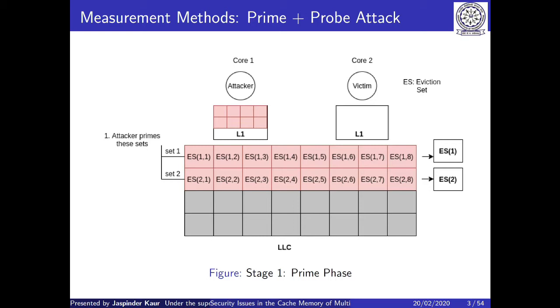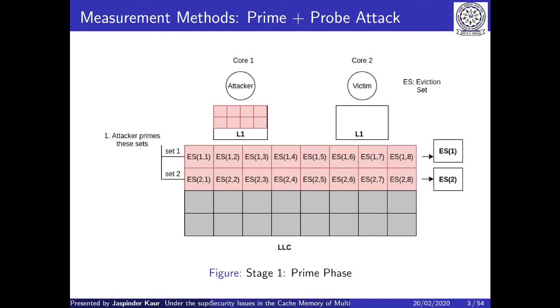So what will the attacker do? First of all, the attacker will send some requests to these sets. So the first time there will be a miss in L1 as well as in L2. So the blocks will be fetched from main memory and placed here in set 1 and set 2, and some blocks will be here also in L1, right? So this part is clear. This is called prime phase.